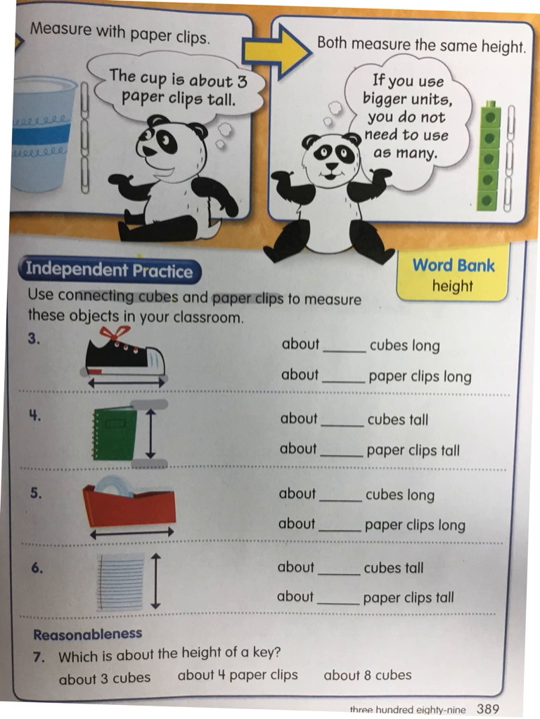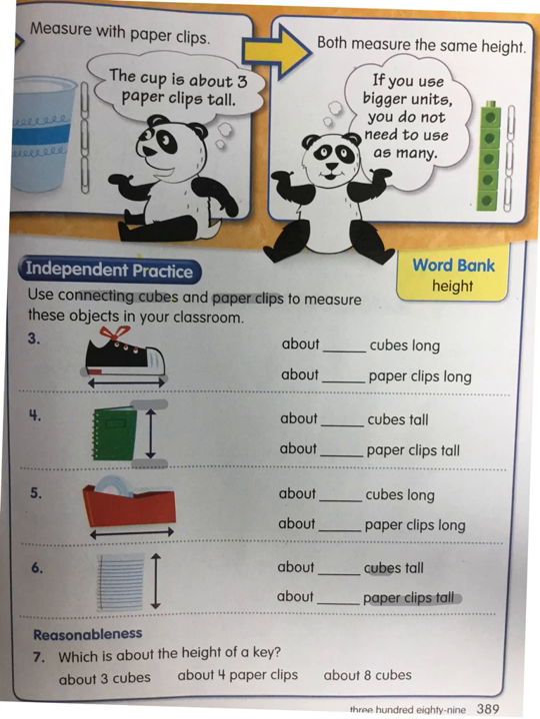Number 5, you're going to measure the tape dispenser. It's back behind my desk. If there's someone already there, you need to patiently and quietly wait. You'll do cubes long and paper clips long. And number 6, you're going to get a piece of paper and measure it. Number 7, and remember using cubes and paper clips, which is about the height of a key.